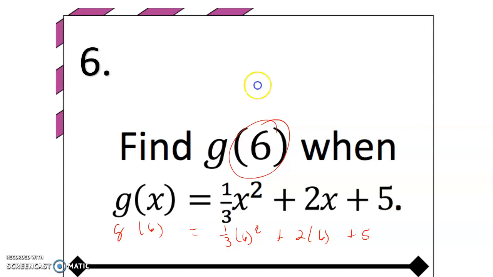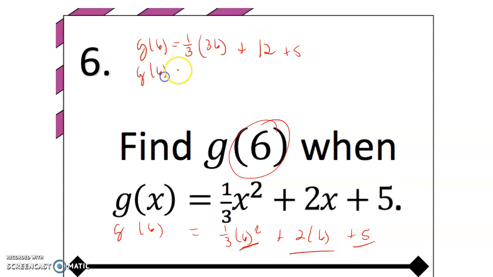So then we get g of 6 equals, so down here I had 6 squared, so I've got 1/3 times 6 squared. 6 times 6 is 36, plus 2 times 6 is 12, plus 5. So now I have 1/3 of 36, which is basically saying 36 divided by 3, which would be 12, plus 12, plus 5. Add it all together. 12 and 12 is 24, plus 5 more is 29.